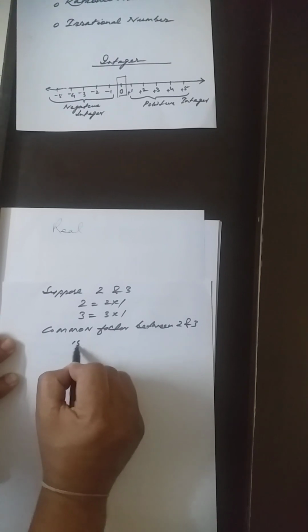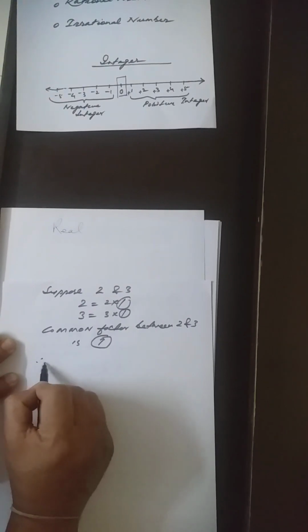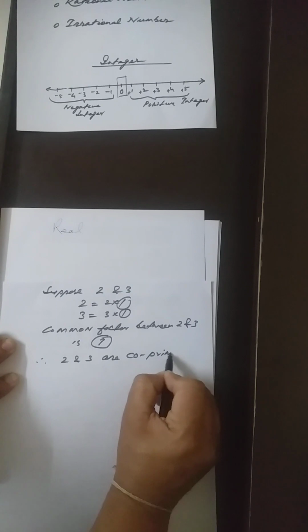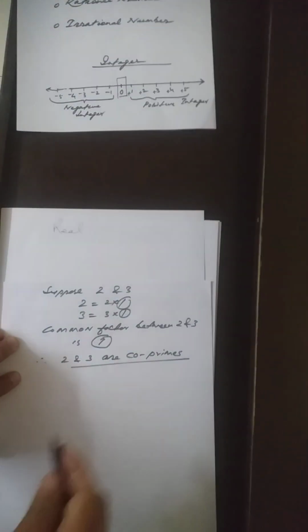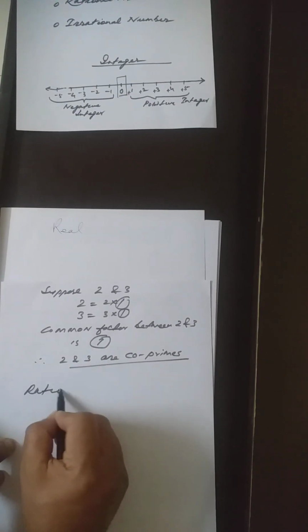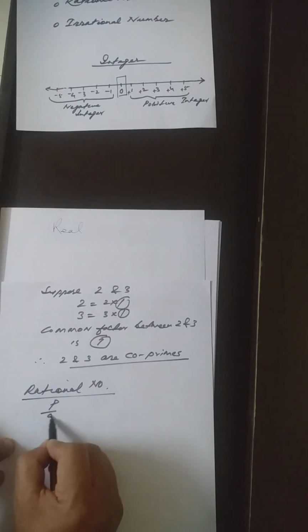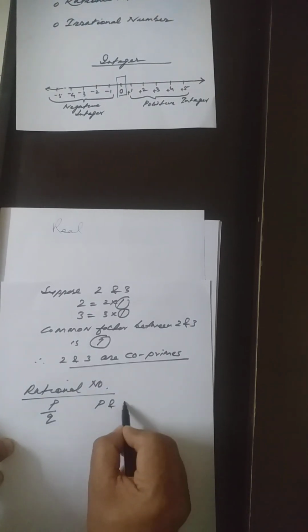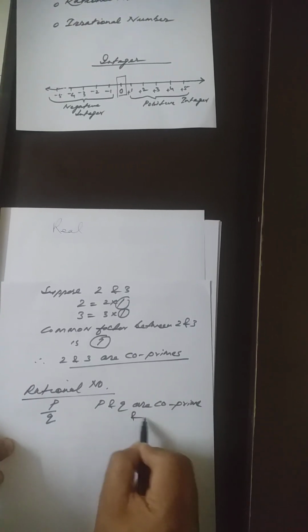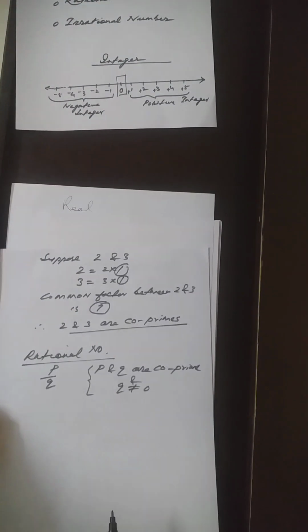It is only 1. Therefore 2 and 3 are co-primes. It is this property which we have utilized in rational numbers, where numerator p and denominator q are co-primes and q is not equal to 0. Both these properties need to be fulfilled.